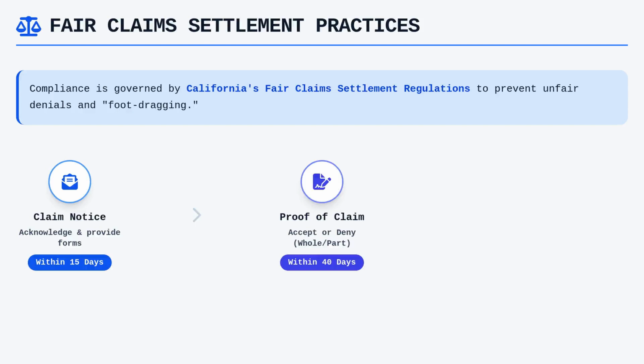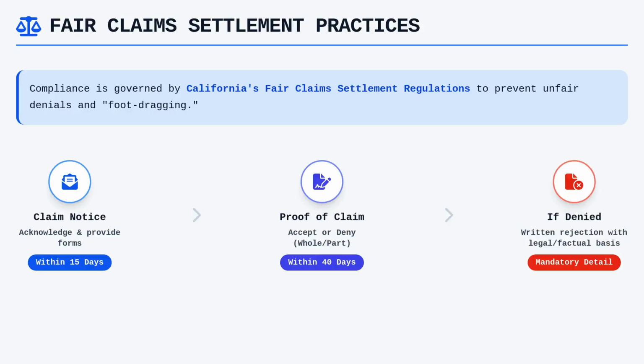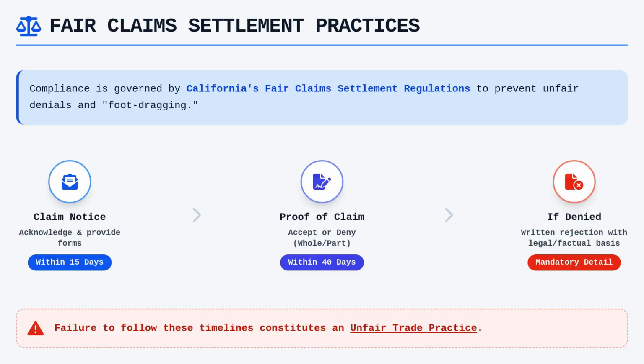If the insurer denies a claim, that rejection must be delivered in writing, explicitly detailing the factual and legal basis for the decision. These protocols ensure that policyholders are treated transparently and equitably during vulnerable moments, and ignoring these timelines constitutes an unfair trade practice.